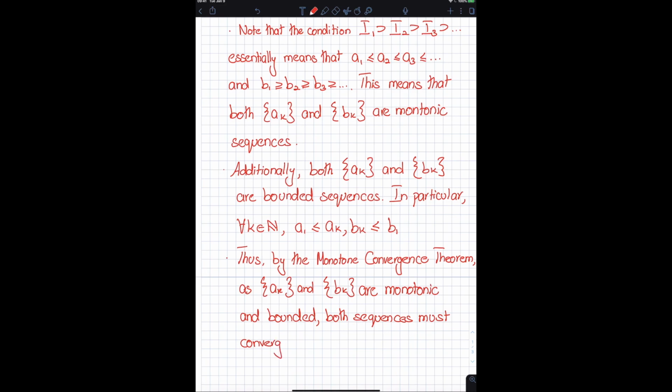Okay, so now we know that both sequences A_k and B_k converge. The next thing we need to do is to figure out exactly what value they converge to. For the purposes of this proof, the more important question is whether both sequences, that is A_k and B_k, converge to the same value.